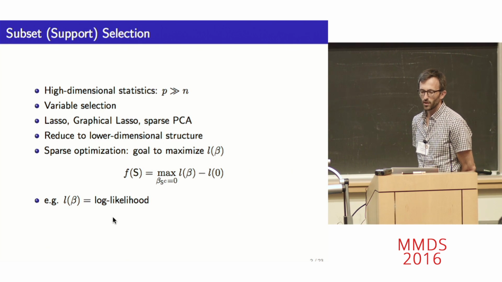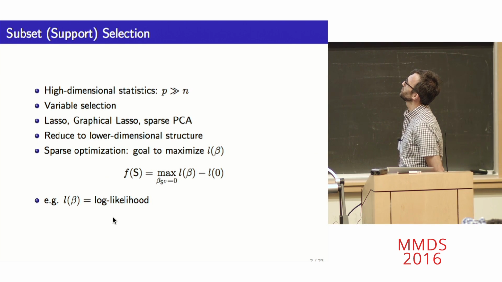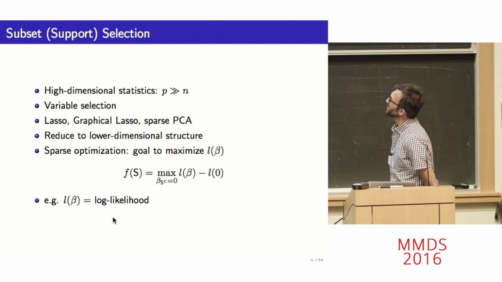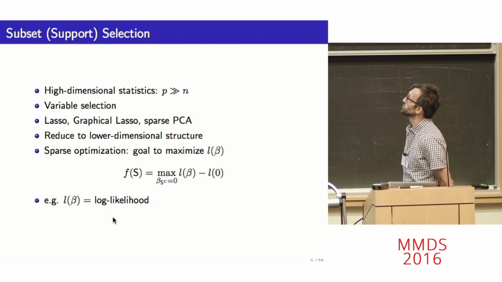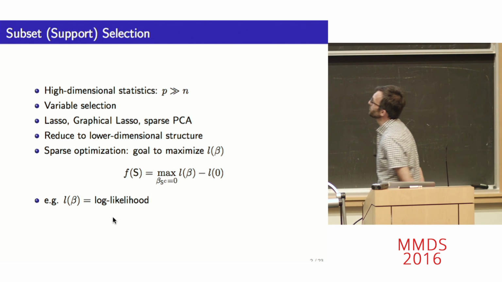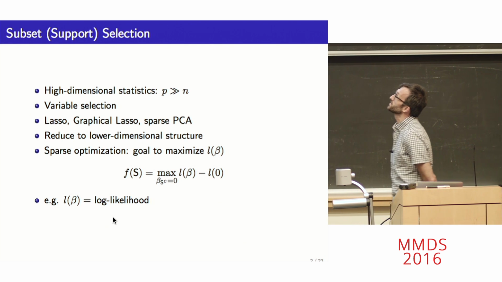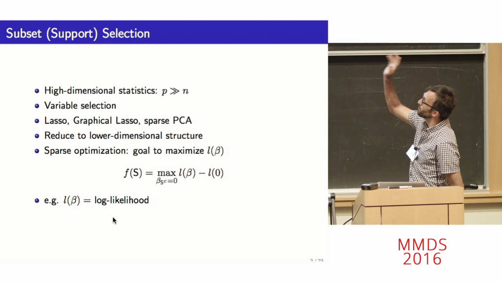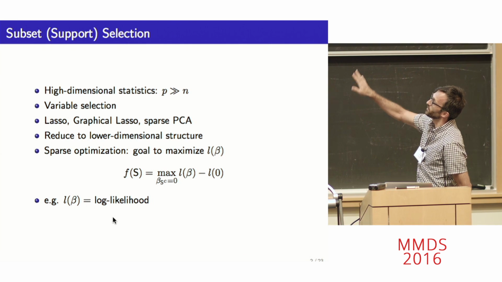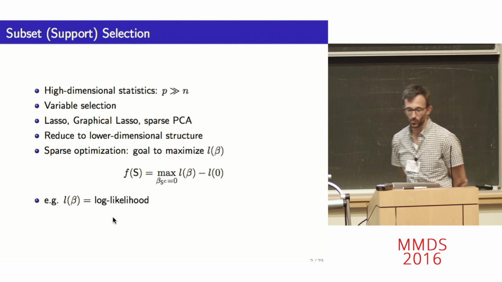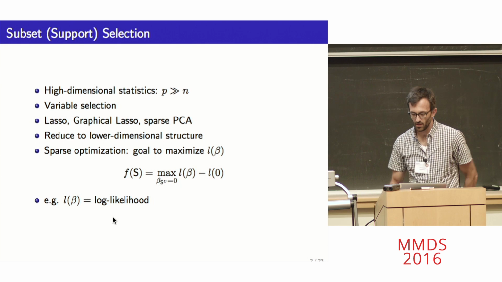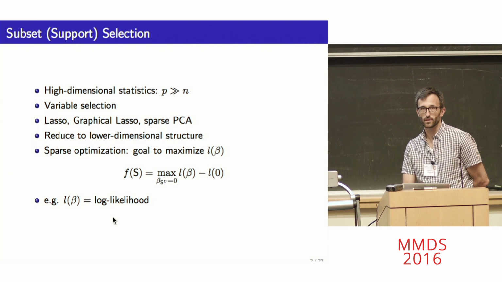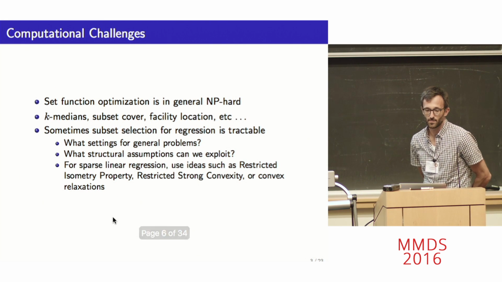Okay, so the sparse optimization problem is to maximize L of beta. And so I can write this as a set function. So here the set function is going to indicate which are the non-zero variables. So that's exactly what's written. So f of S is the best you can do when you zero out everything that's not in S. Okay, so this is what's written, and canonically you can have in mind that this L is your log likelihood that you want to maximize.